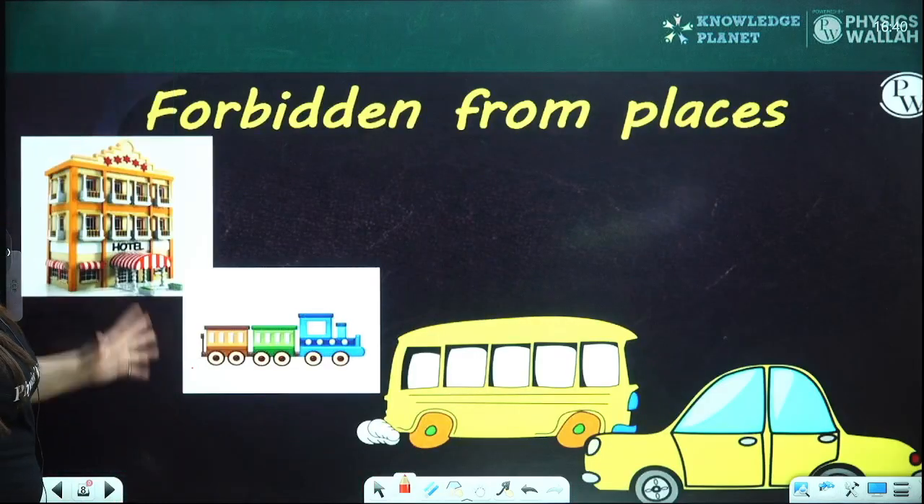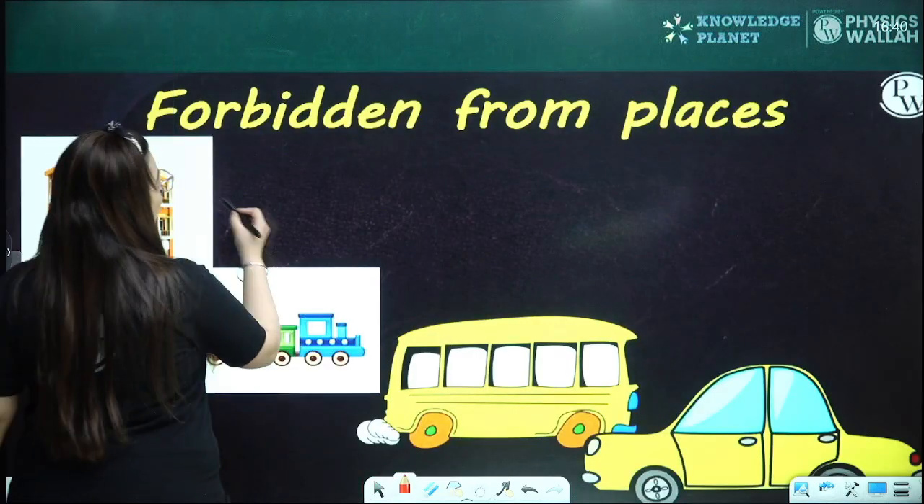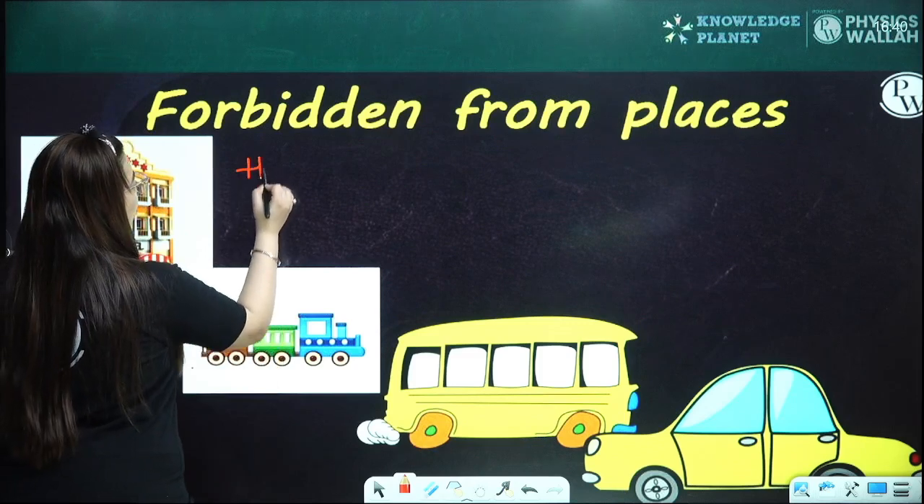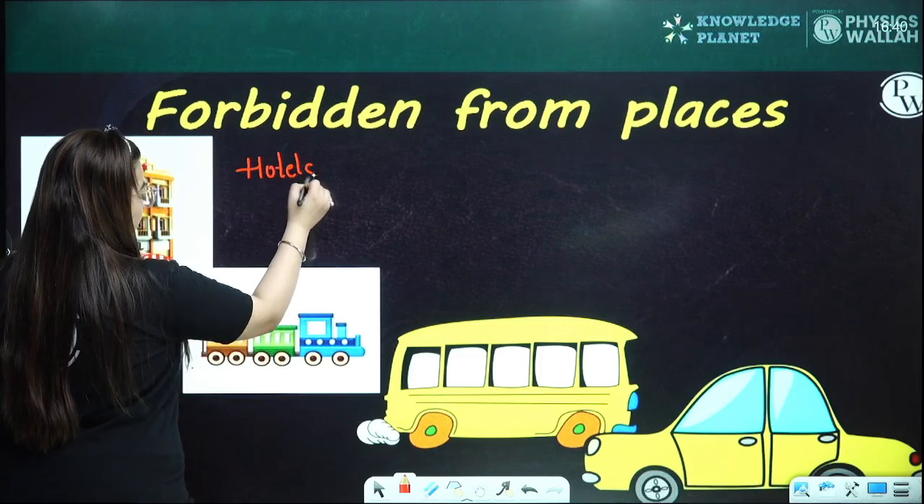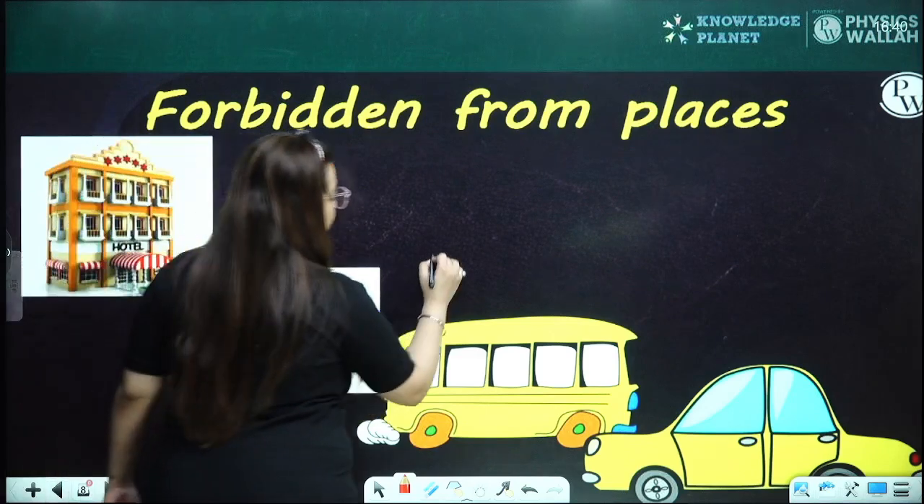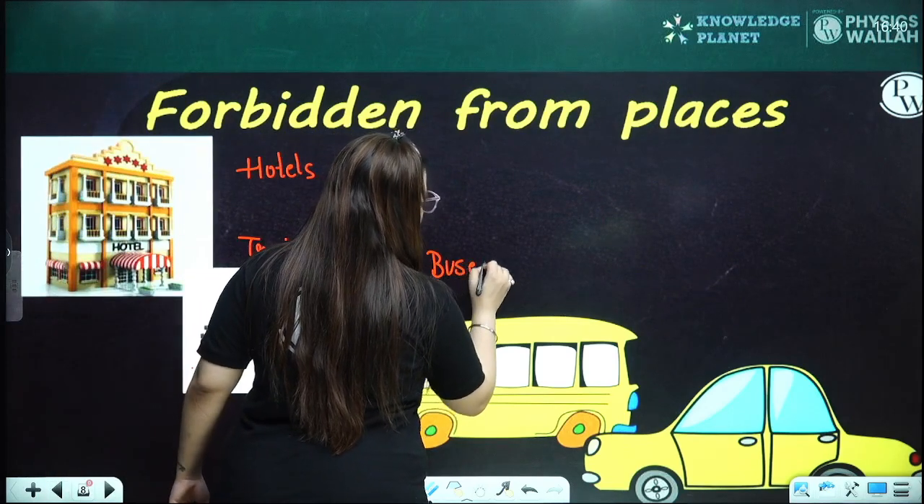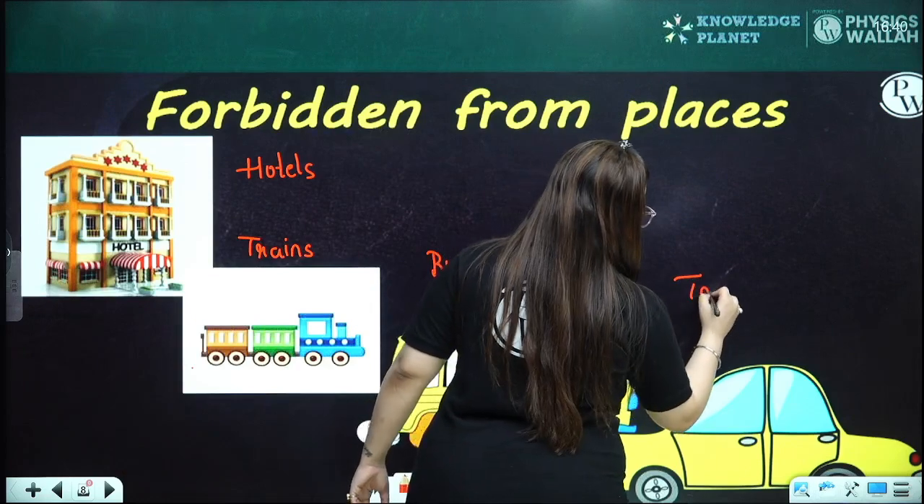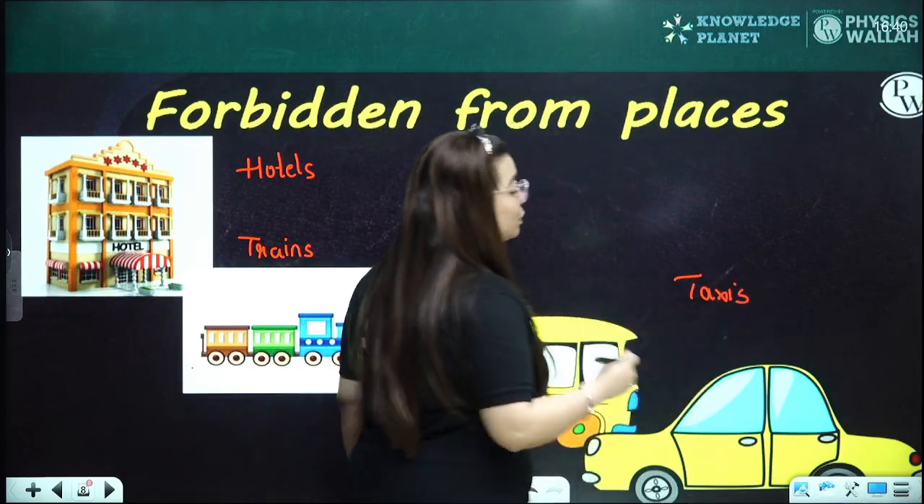So they were forbidden from places, they were forbidden from taxis, they were forbidden from hotels, they were forbidden from trains, they were forbidden from buses, or we can say public buses. They were also forbidden from the taxis. Okay, so all this system was very different.